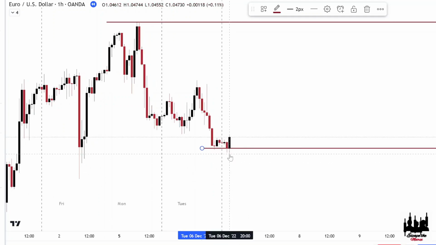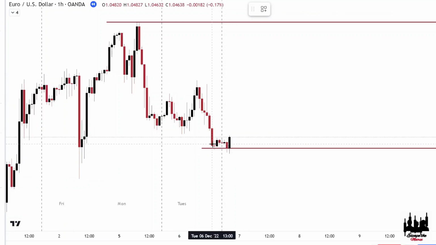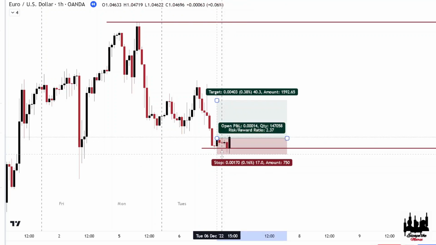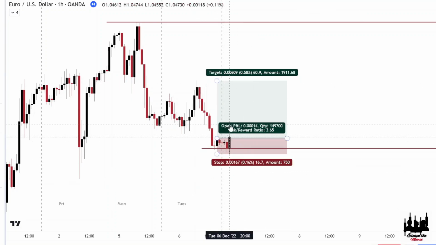The trap occurred, and where do you get in the entry? Once price takes out Monday's and Tuesday's low, you're looking for the first resistance, which would be right above the base that caused the trap. Your target would be the first level of liquidity. So once price trapped the sellers here, you would get in a buy once price reaches this level right here.